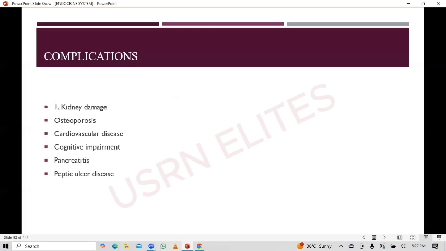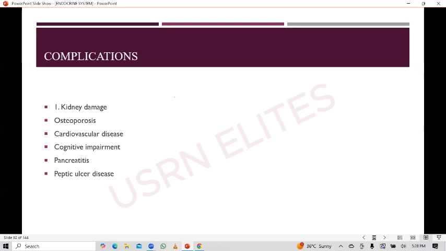There can even be calcium deposits in the arteries. Let's take note: when there's too much calcium, there can be calcium deposits in the arteries. They can even contribute to coronary artery disease. And when there are too many calcium deposits in the arteries, it can interfere with blood flow and put pressure on the heart. Then we have pancreatitis and peptic ulcer disease.